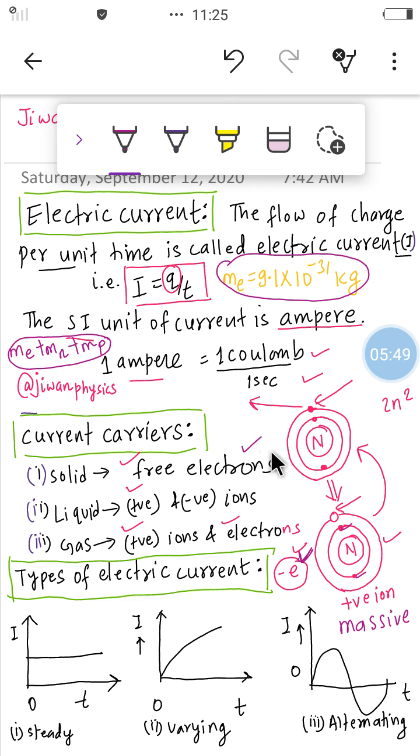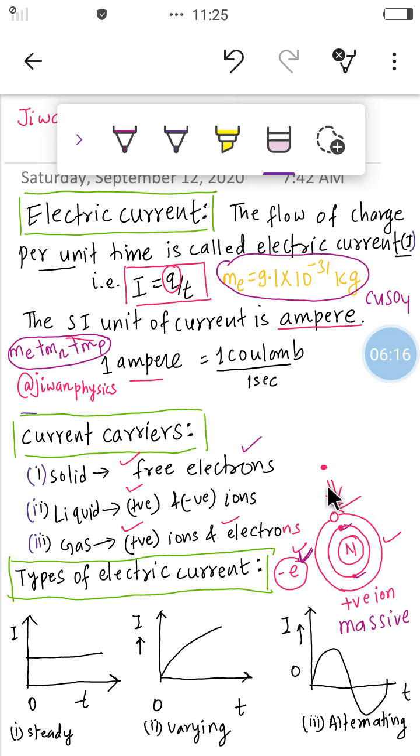in solid. Now for the liquid, as I told earlier, positive and negative ions cause electric current. Now some liquids are conductors of electricity. A conducting liquid is called electrolyte. For example, we can take copper sulfate. Okay, so let me erase this figure. So we can consider copper sulfate.